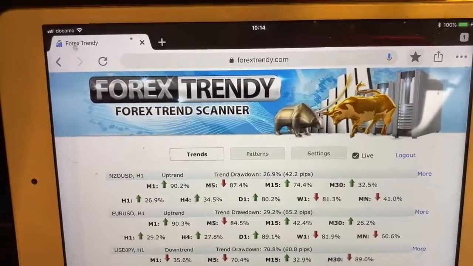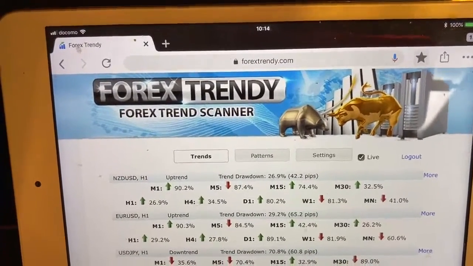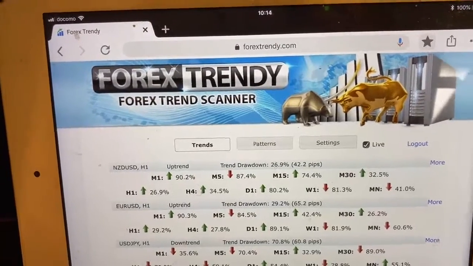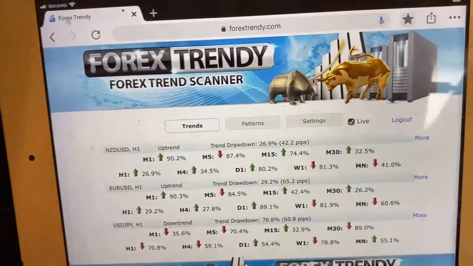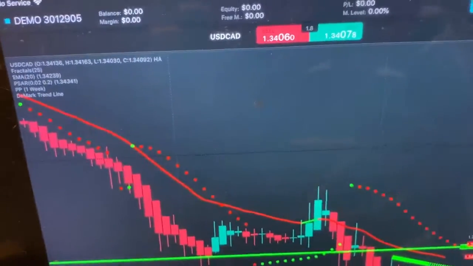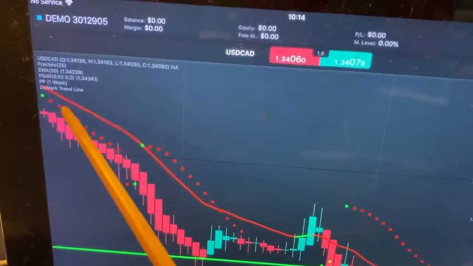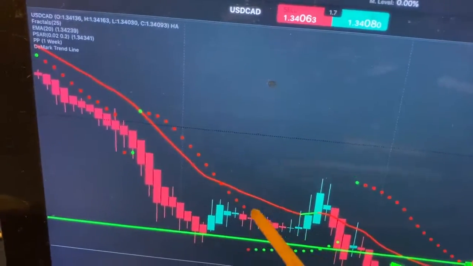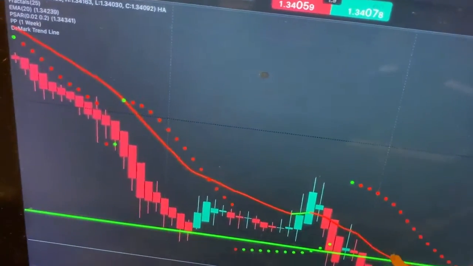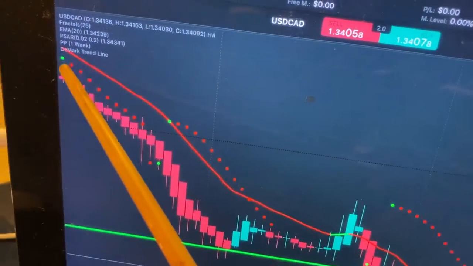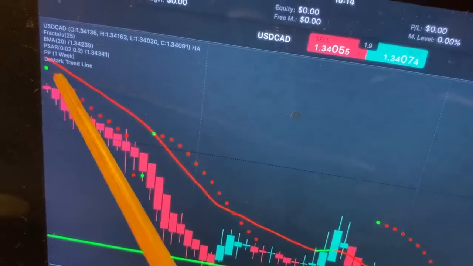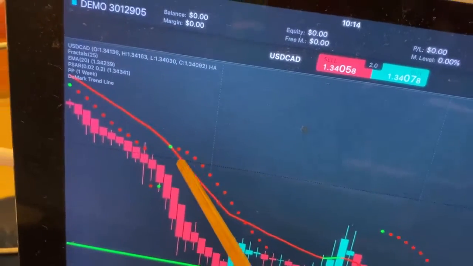Okay, let's go and see USD CAD. I see USD CAD. Now, USD CAD is a good example of a trend going down right now. This is USD CAD right now going down. Like I told you on the uptrend, you wait for red on the low, but now it's a downtrend. Your entry should be the green above.